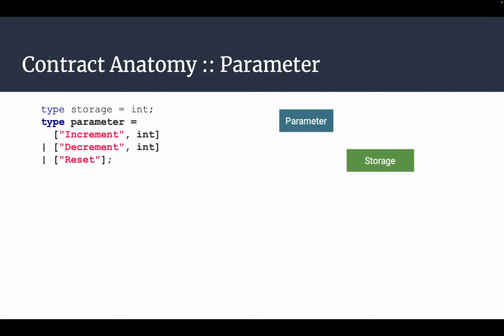You have to define the parameter. Parameters are commands you are going to send to the contracts. So it's a variant type. It could be just a simple one, if you have only one behavior. Here we define the parameter, which can be increment with an integer, decrement with an integer, or reset.